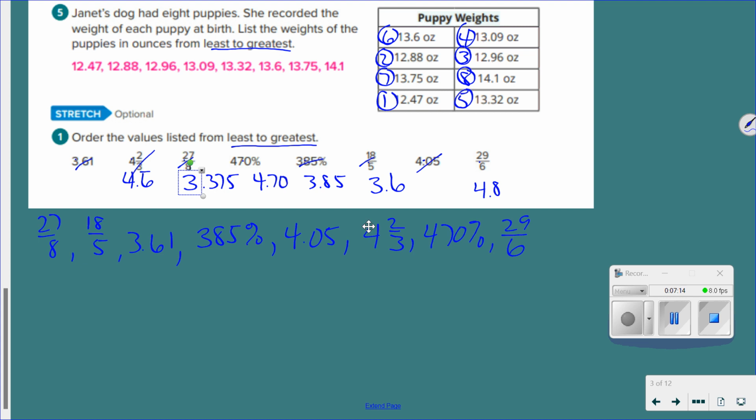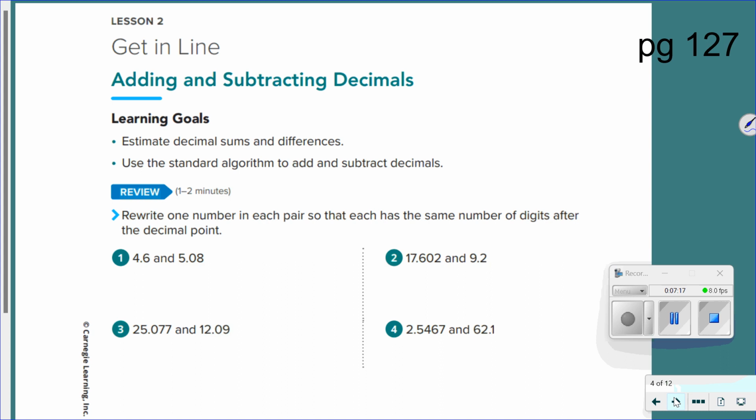Okay, go ahead and open up your modules to page 127. All right, guys, 127, hurry, hurry.